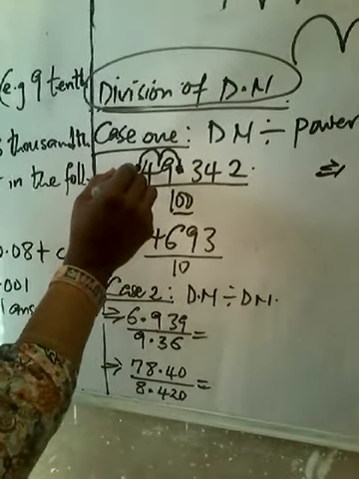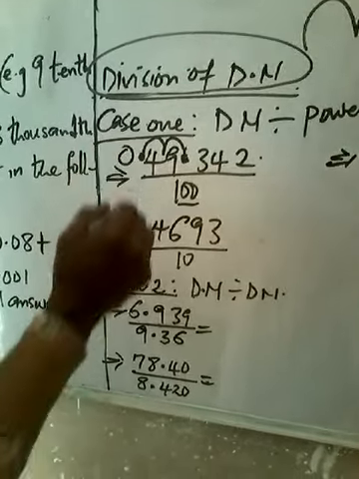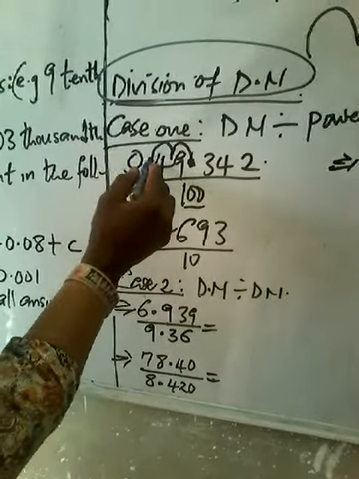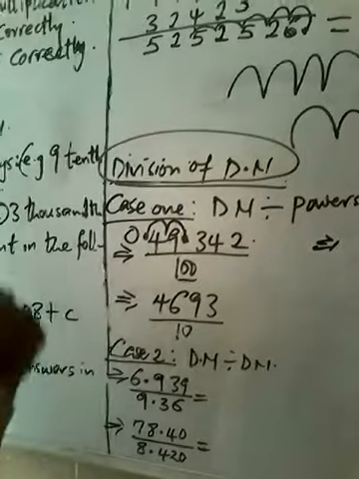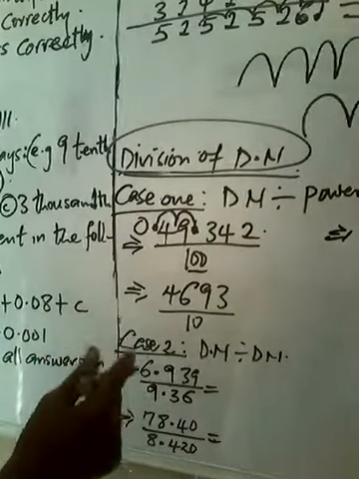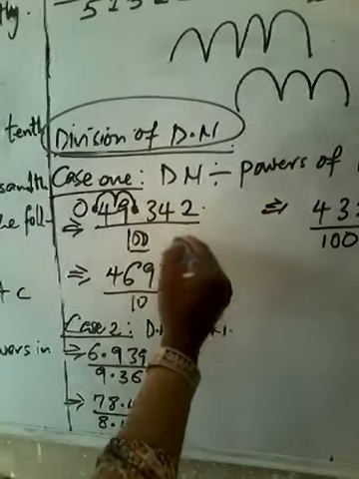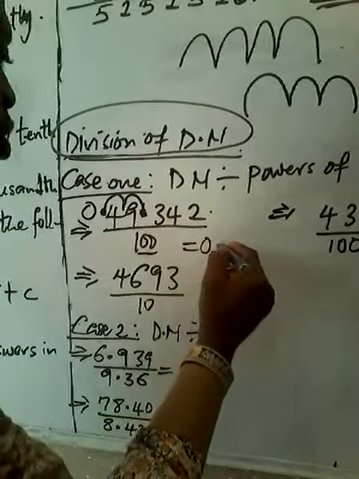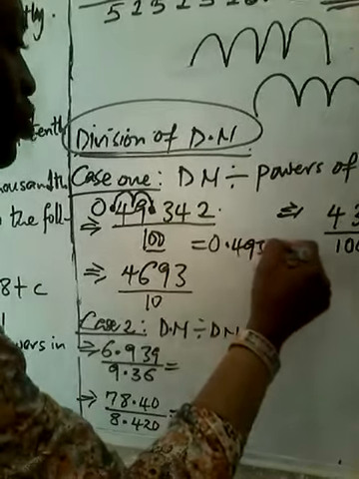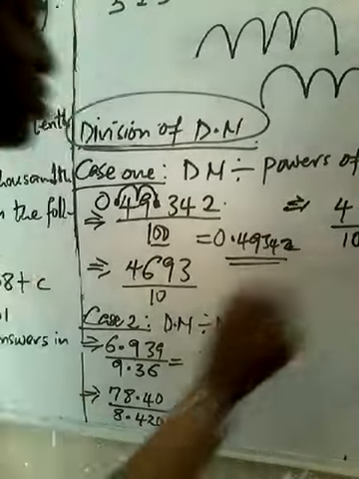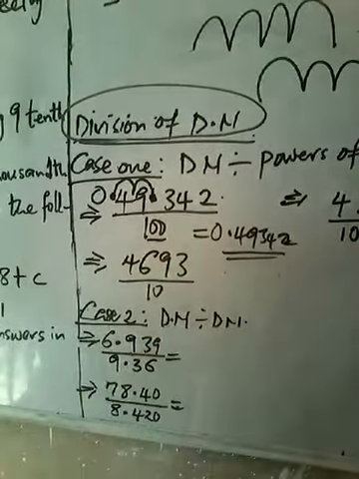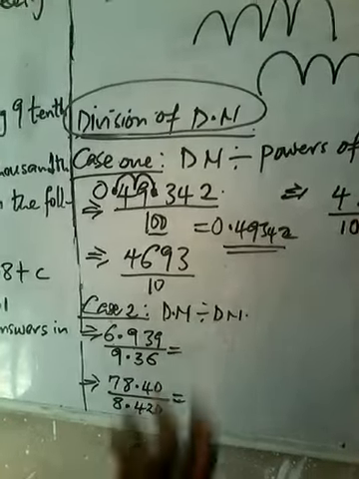And what you have is 0 point, because in front of a point you can't leave a vacuum. If there's no number there before, introduce a 0. Introduce a 0. And so the answer for this would be 0.49342. Very, very simple.